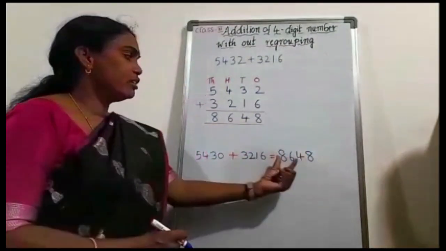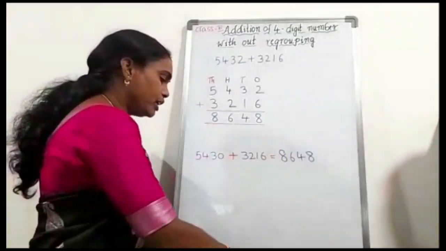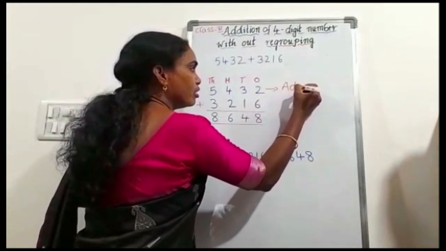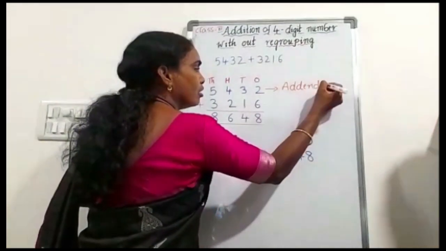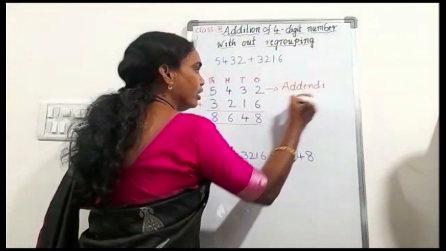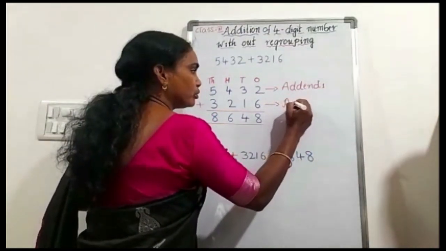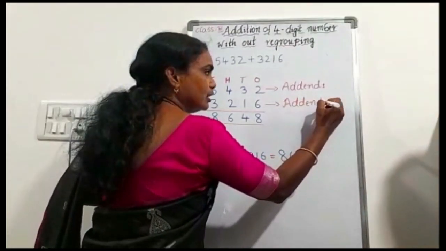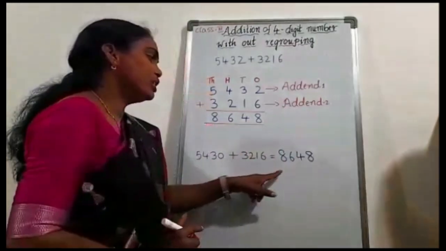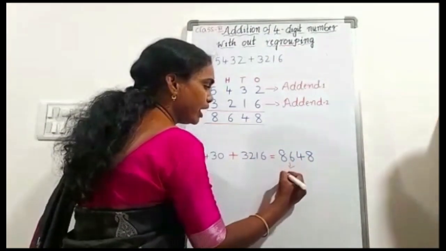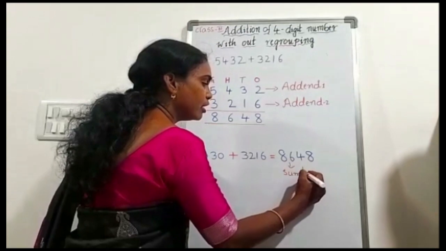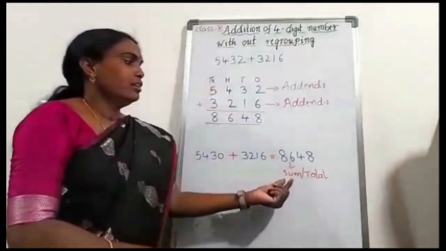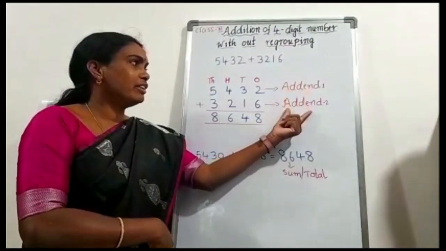Okay children. The result of addition is called the sum or total. And these numbers are called addend 1 and addend 2, whichever numbers we are adding. Okay children, it's fine. This is the sum or total. These are addend 1 and addend 2.